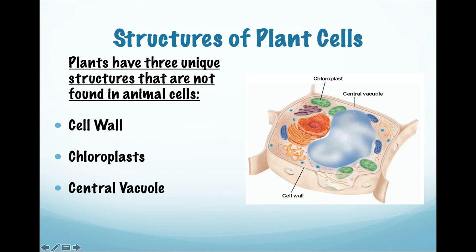So let's talk about the three structures of the plant cell that are unique to them. These structures are found only in plant cells. They are not found in animal cells. Those three structures are the cell wall, chloroplast, and the central vacuole.